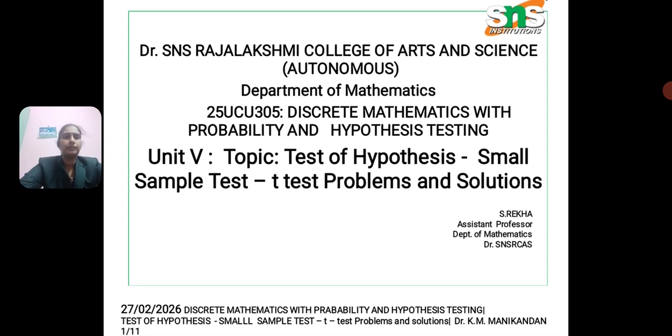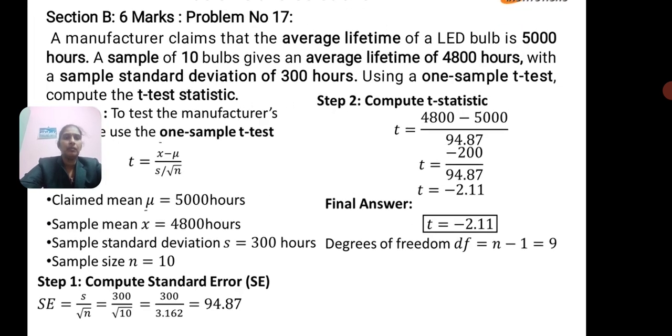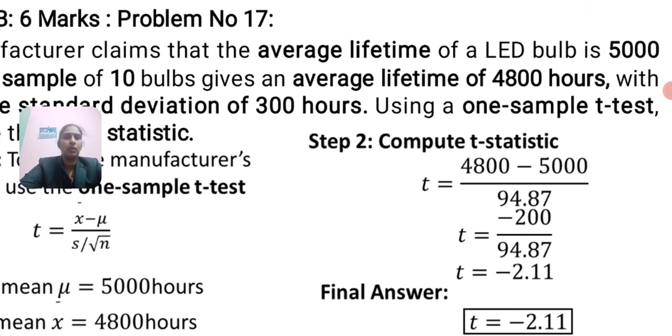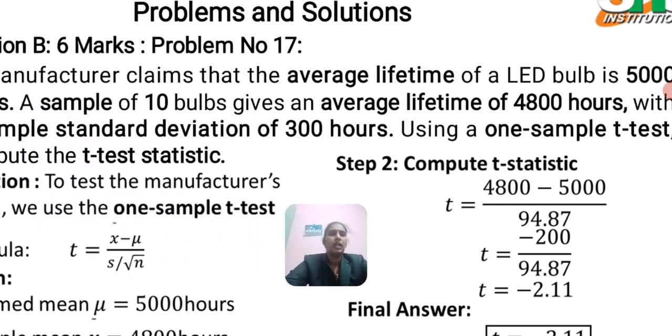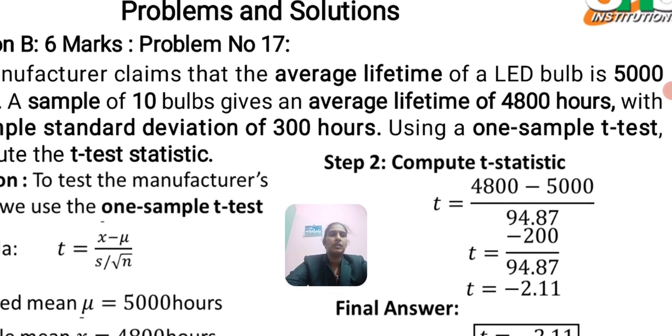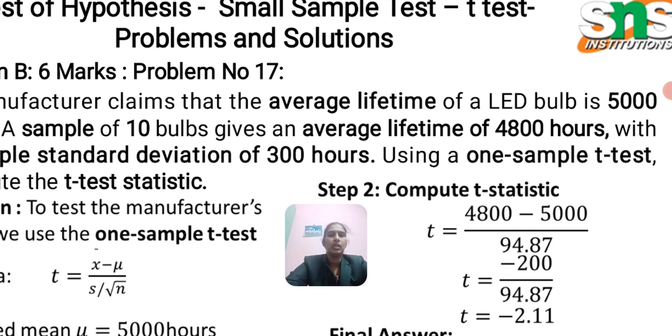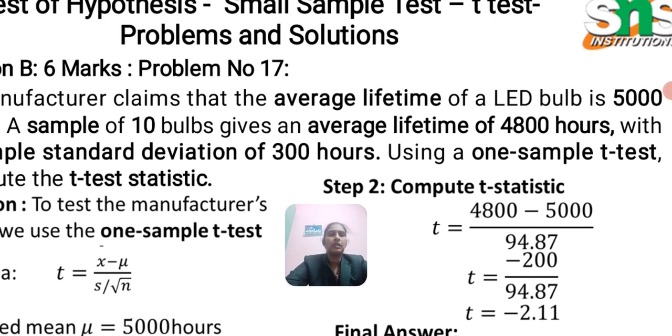So next, I am going to explain one problem. A manufacturing company claims that an average lifetime of LED bulbs is 5,000 hours. A sample of 10 bulbs gives an average lifetime of 4,800 hours with a sample standard deviation of 300 hours. We have to apply the one sample test.